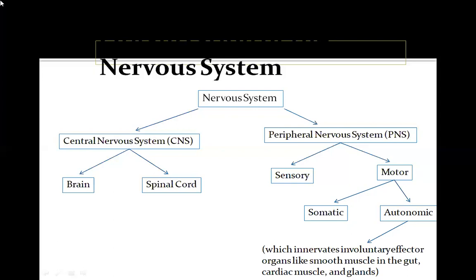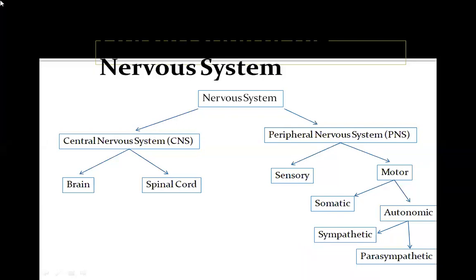Innervates means it will be supplying an organ or other body part with nerves. मतलब ये हमारे बॉडी के अदर बॉडी पार्ट्स को with the help of nerves impulses generate करते हैं और उनको सिग्नल भेजते हैं. So which innervates involuntary effector organs. मैंने अभी बोला involuntary means क्या है, जो हमारे cardiac muscles function कर रहे हैं, glands function कर रहे हैं. So it innervates involuntary effector organs like smooth muscle in the gut, cardiac muscles and glands.